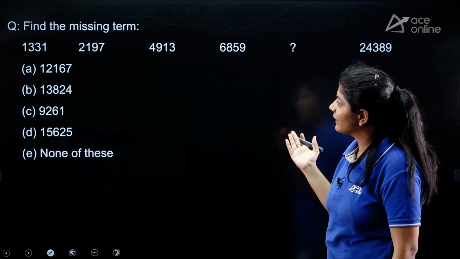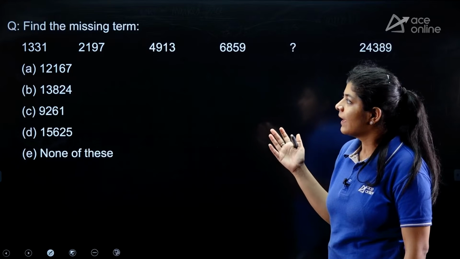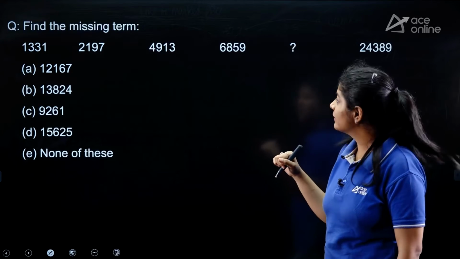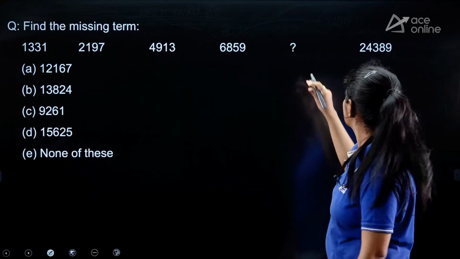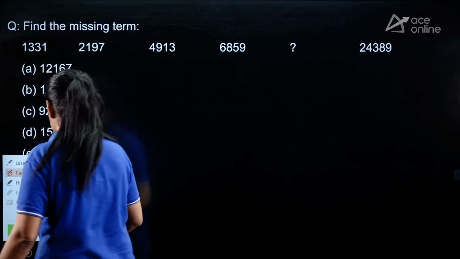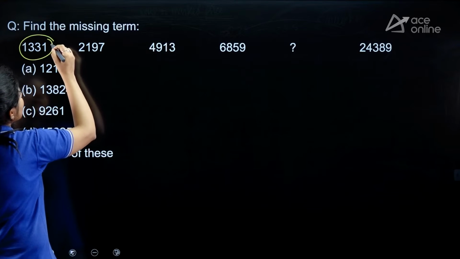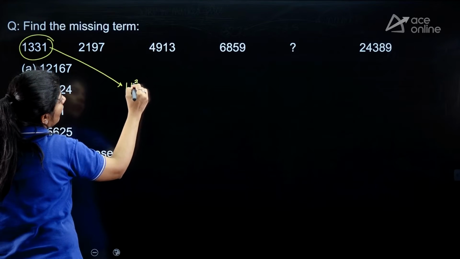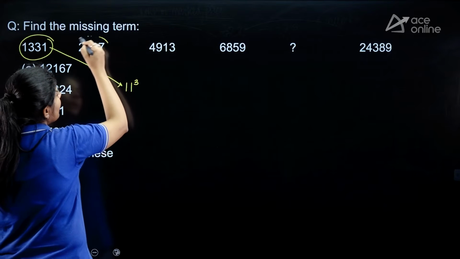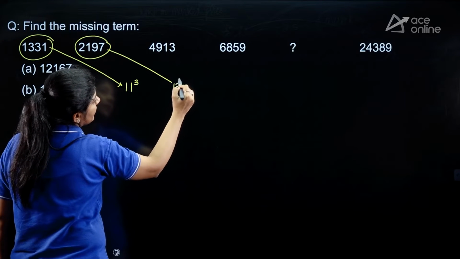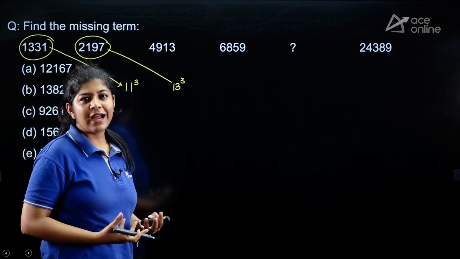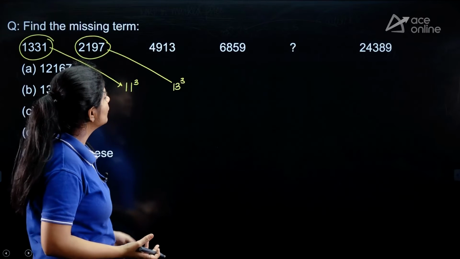Okay, this one is a very easy one. I guess everyone can easily identify the pattern. Here we have 1331, 2197, 4913, 6859, the question mark, 24389. If you see the numbers carefully, this is nothing but the cube of 11, and this number is nothing but the cube of 13, right? So there are high chances that we may have a pattern of cubes.